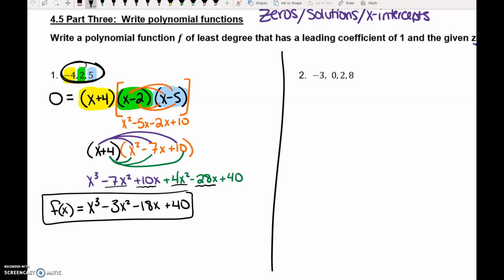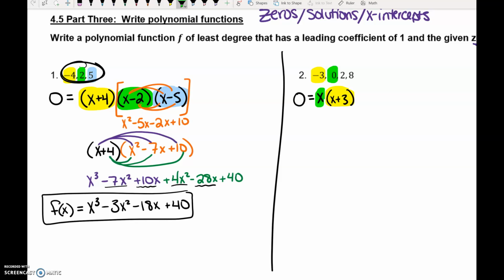All right, let's look at number 2. We're going to start with 0 equals. If one of our solutions was -3, what would that look like in the polynomial? X plus 3. What about a solution of 0? There needs to be an x in front. So that solution of 0 came from a monomial in front.